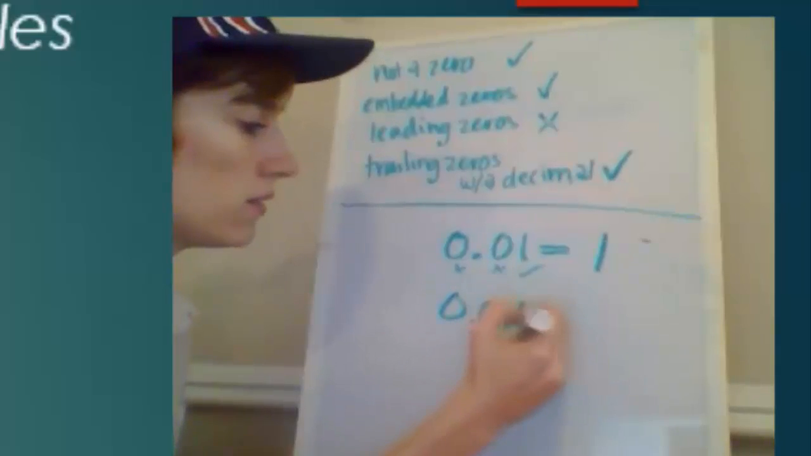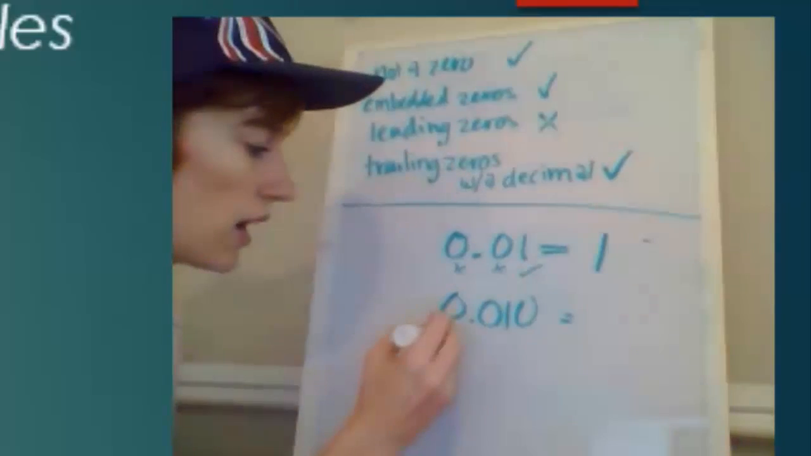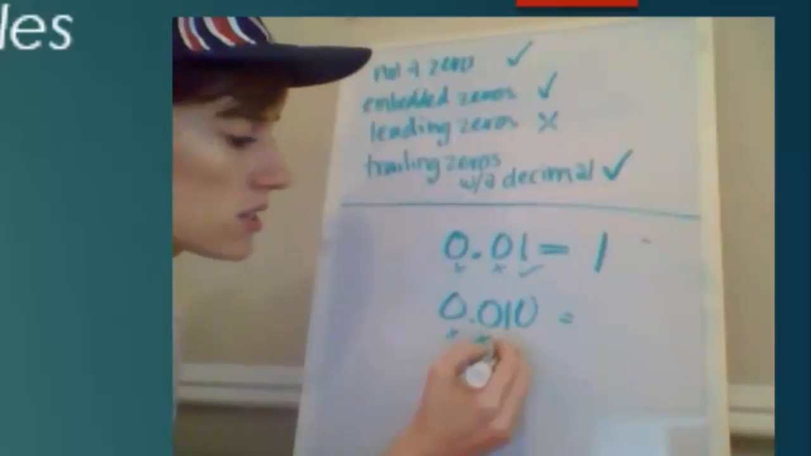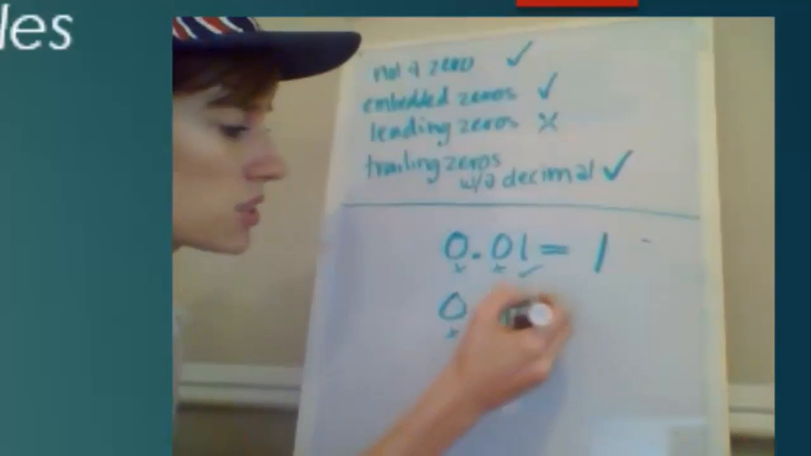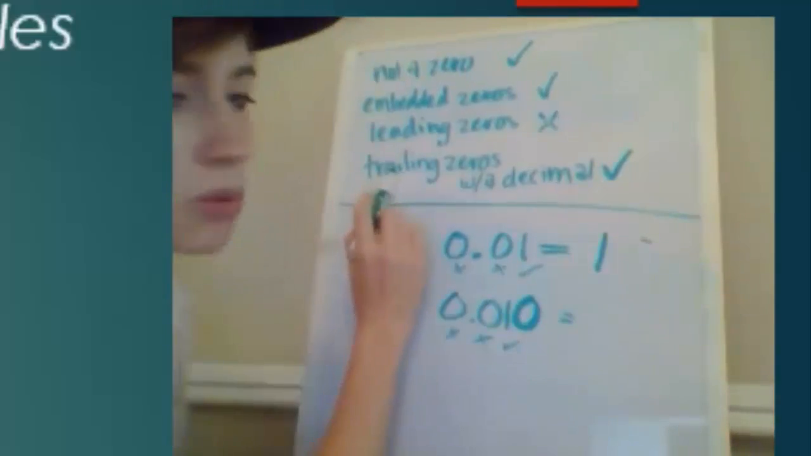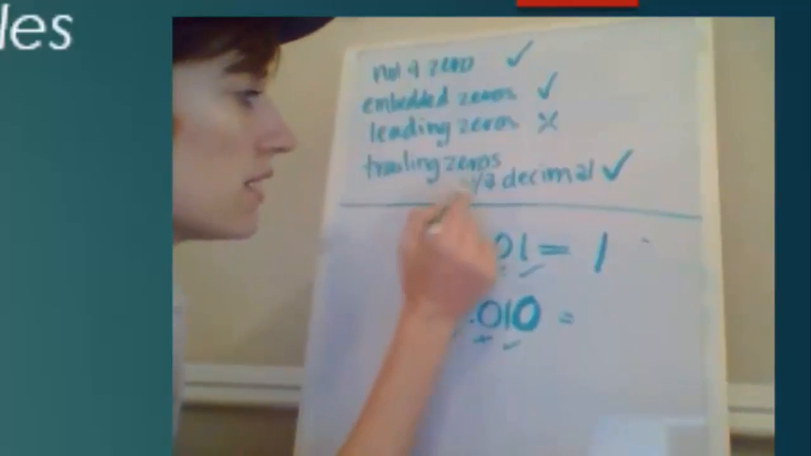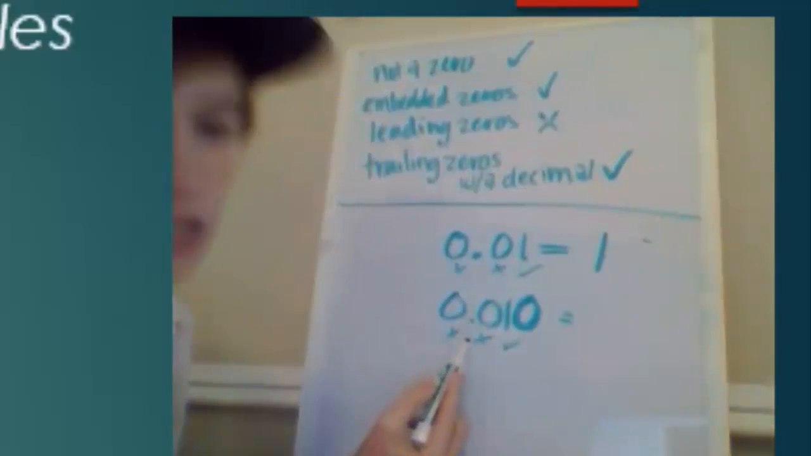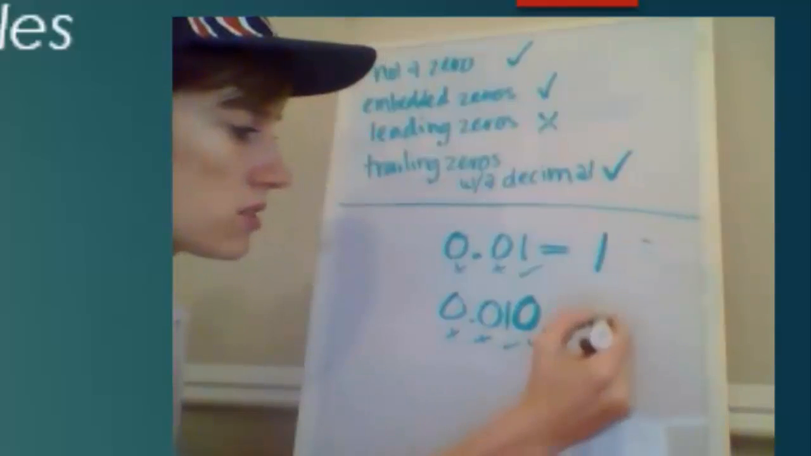What about this? Remember, leading zeros never count, so these don't count. This counts because it's not a 0. What about this last 0? Does this 0 count? Well, let's look at our rule. Trailing zeros will count if there's a decimal. Is there a decimal? Yes, there is. So this 0 counts. We have 2 sig figs.